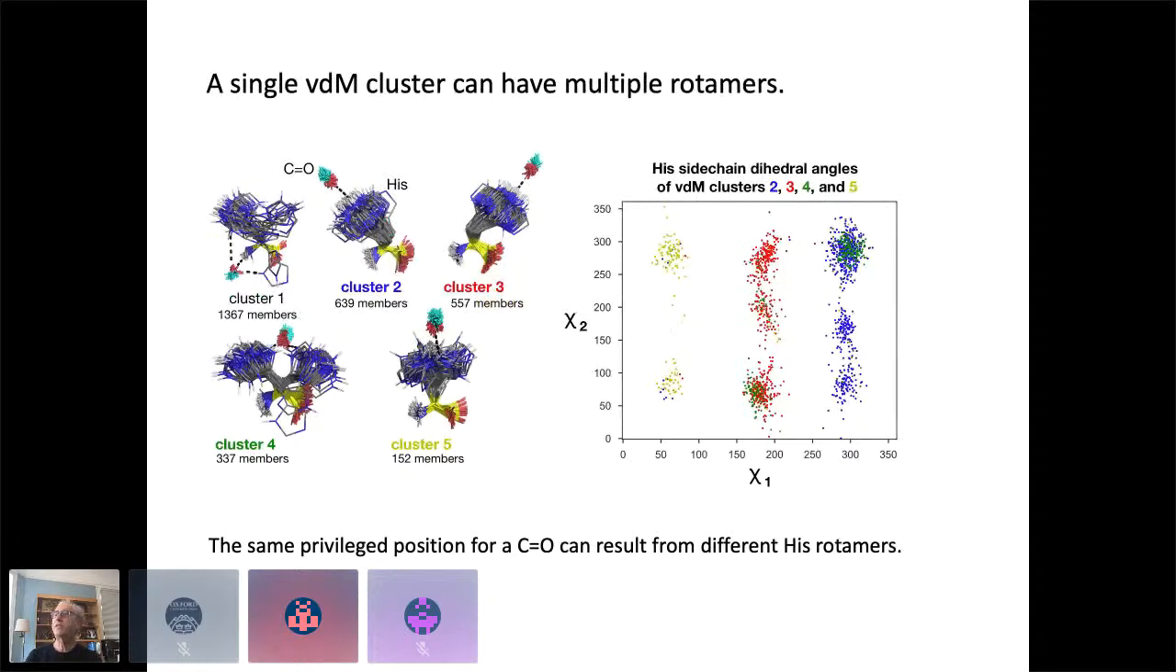Now, the reason this is so powerful for sampling is often you can have multiple rotamers that all conform to a single Vandermeer. So they all converge here and place a carbonyl at the same position, even though they have different rotamers. So these are different histidine carbonyl Vandermeers that are shown here. And these are what we use in the first steps of de novo design.